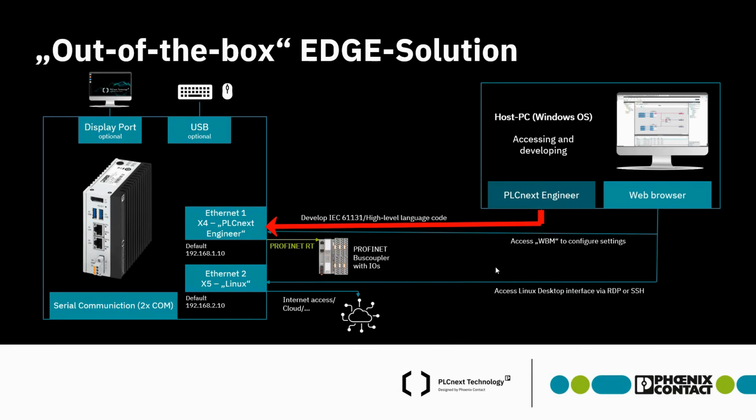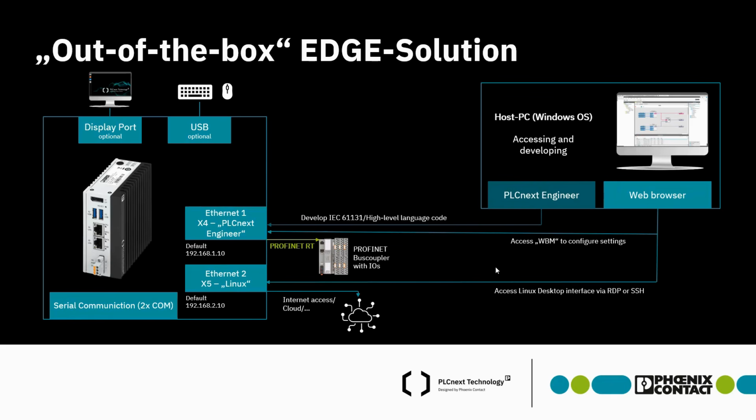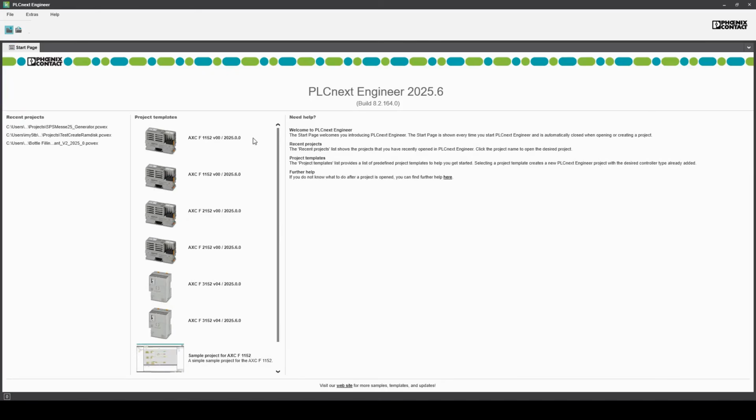For the automation side, we need to install PLCnext Engineer on our host PC. We then connect our host PC to X4 Ethernet. The UPC Edge has the default IP 192.168.1.10. Best practice is to connect both Ethernet ports of the UPC Edge to an Ethernet switch and then another connection to your host PC, to connect to both functions on the UPC, since these need to be seen separately. We open up PLCnext Engineer and implement the virtual PLCnext control library.